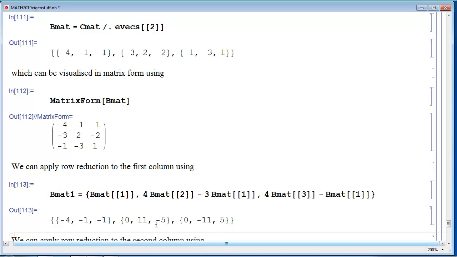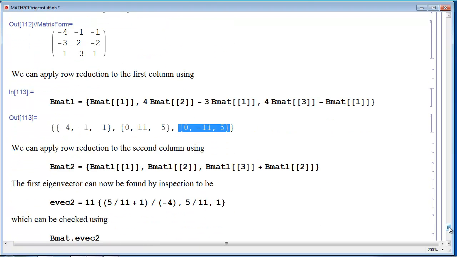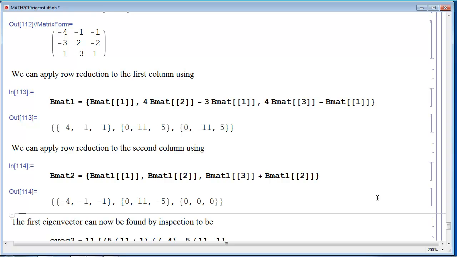and we can see that the second row is now the negative of the first row. So that's good. So we can complete the row reduction by adding the second row to the third row using this, and we can see that we've got a line of zeros in the third row, indicating we've found a non-trivial solution.